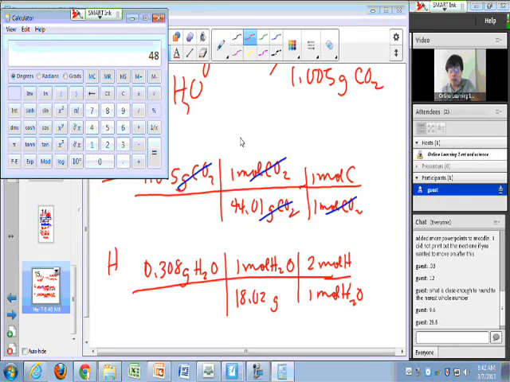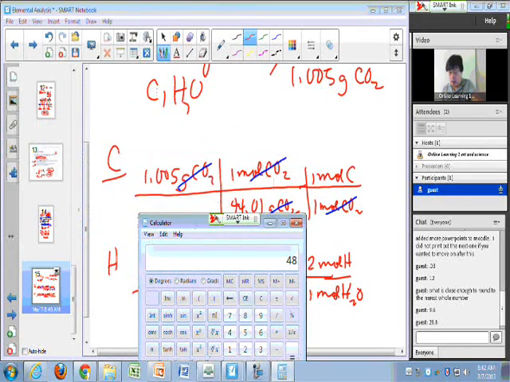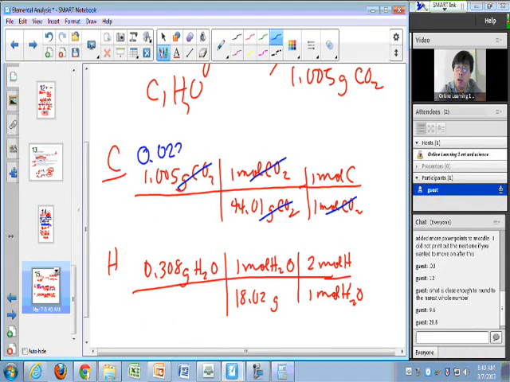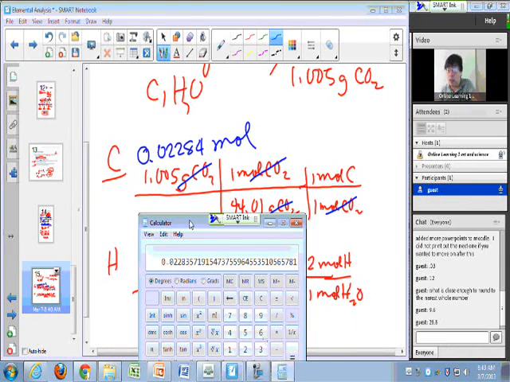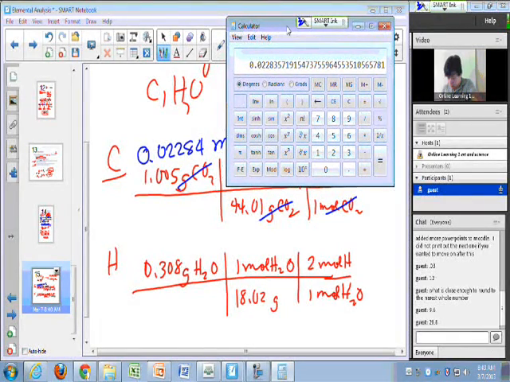Carbon would be 1.005 divided by 44.01. That gives you 0.02284 moles of carbon, and your hydrogen in this case will be 0.308 divided by 18.02 times 2. That gives you 0.03418 moles of hydrogen.